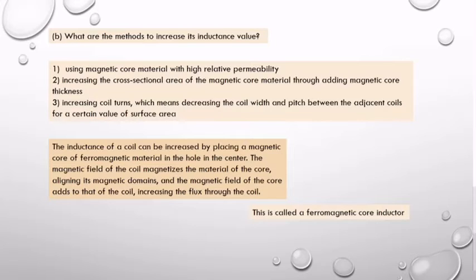So the inductance of a coil can be increased by placing a magnetic core of ferromagnetic material in the hole in the center. The magnetic field of the coil magnetizes the material of the core, aligning its magnetic domains, and the magnetic field of the core adds to that of the coil, increasing the flux through the coil. So the more the flux, the more the inductance and electricity is produced.